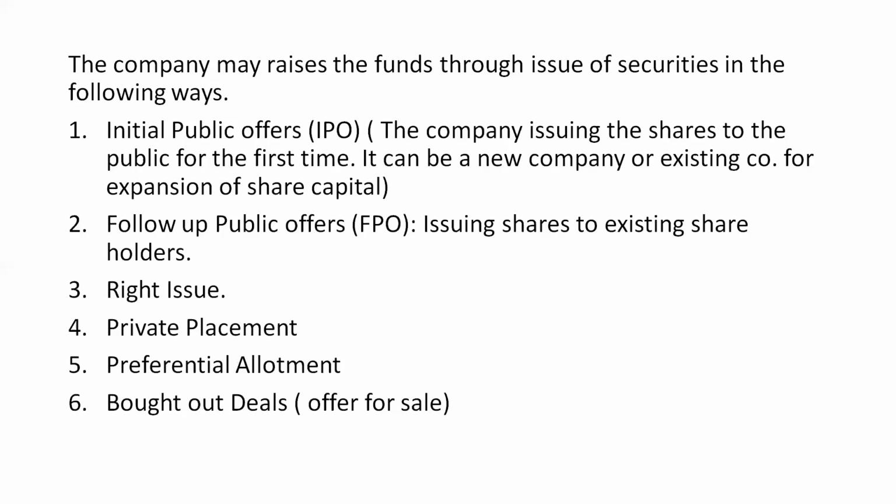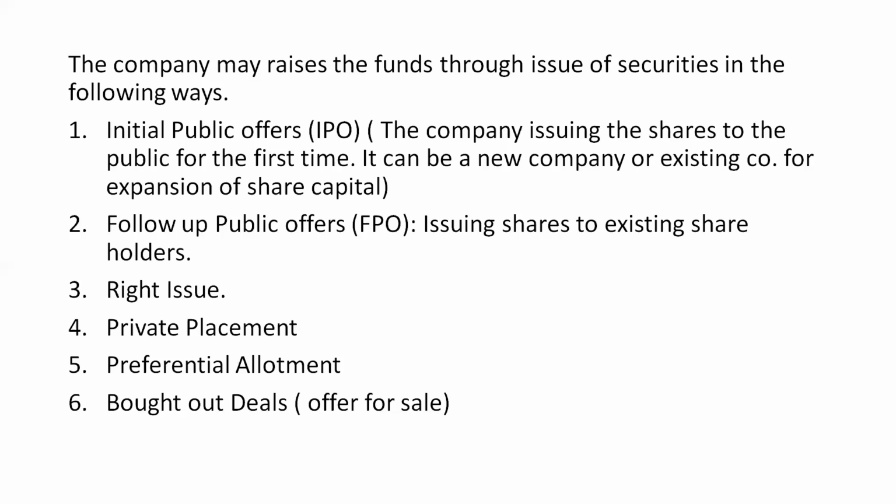Then bought out deals refers to when, during a private placement, the underwriters or investing company buy a huge amount of shares, and may come with a selling offer of those securities in their own name, the underwriters' name, through their dealings. This is called a bought out deal. The company securities bought by the underwriters or investing companies in a huge amount, they will come with the reissue of those shares to the public. That is what we call bought out deals, offer for sale of the huge amount of shares that they have purchased.